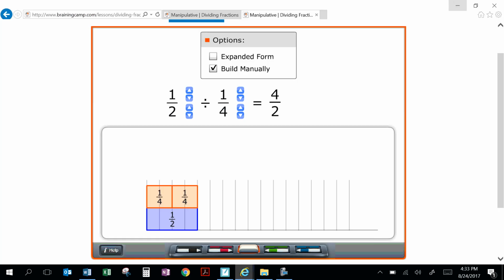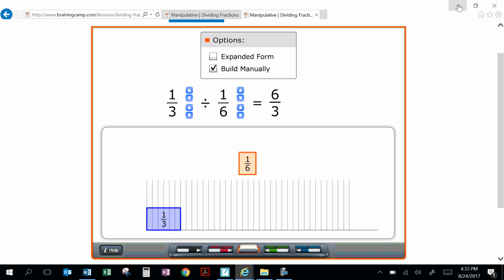1/3 divided by 1/6. So here's 1/3, 1/6. How many groups of 1/6 do you think go into 1/3? One group, two groups. 6 divided by 3 is 2. Two groups. How did they get that? Do you remember what the video said? You multiply by its reciprocal.